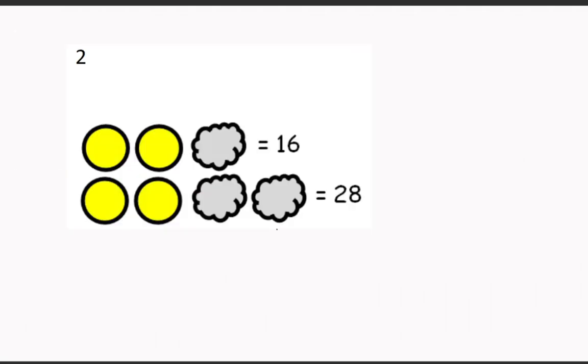Same thing with this one. You can see 2 circles and a cloud is 16. So that means that 1 cloud must be 12 to make 28. Now, if a cloud is 12, you see in the first row, then we're missing 4. So each of the circles must be 2. So that's the result for question 2.